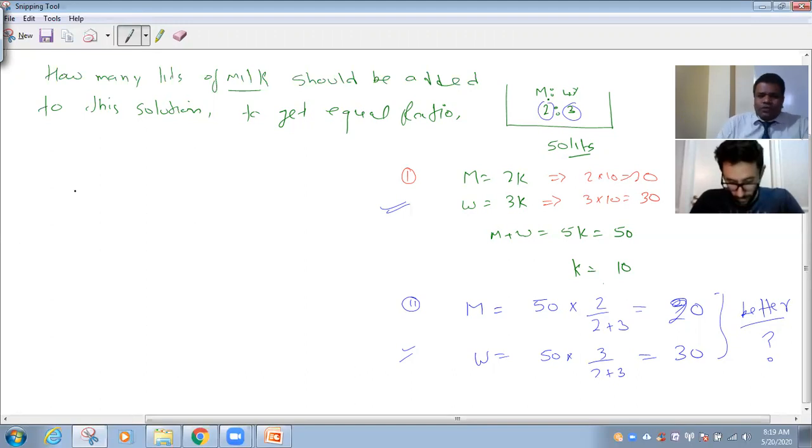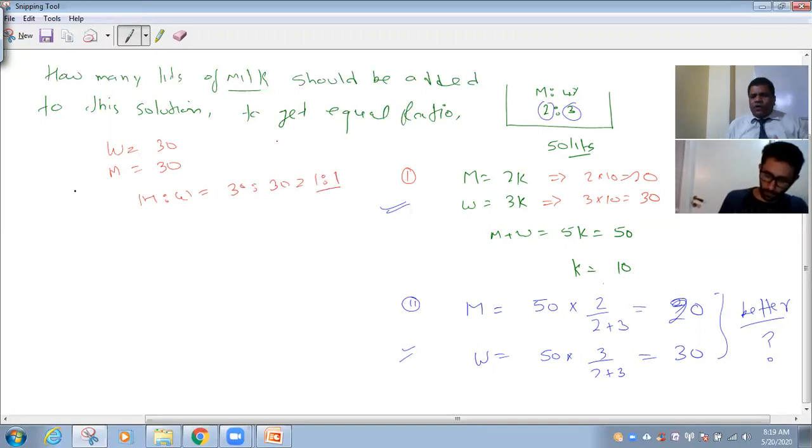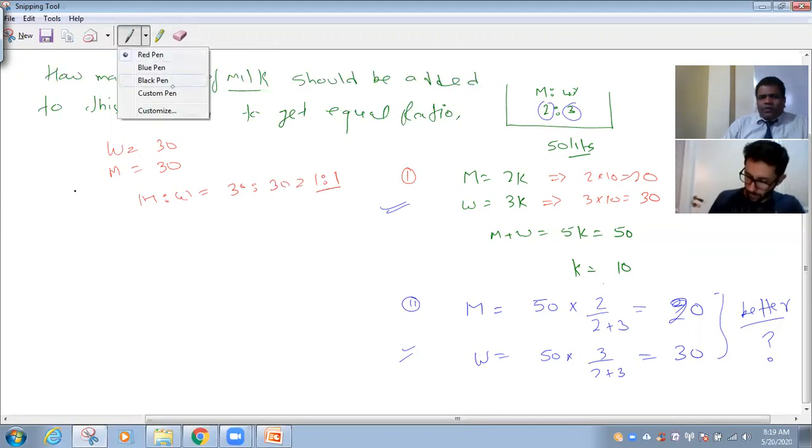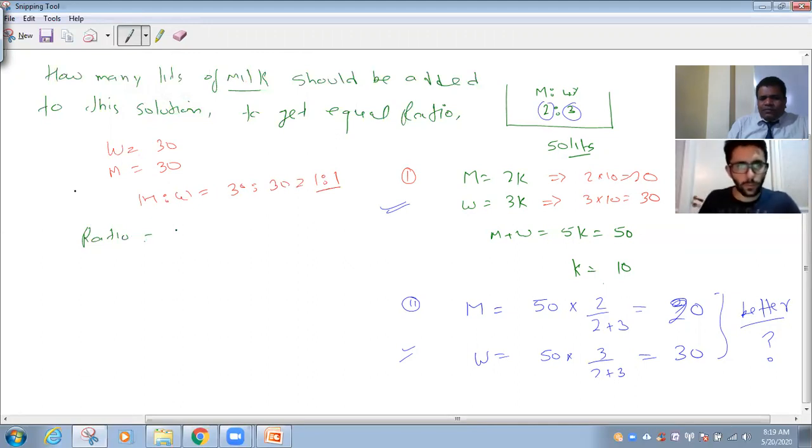10. Congratulations, correct. Because if you add 10, in that case, water will be 30 and milk will also be 30. And the ratio of milk to water will be 30 to 30. That is an equal ratio, or we can say 1:1. So in fact, 1:1 is called an equal ratio. Okay, so let me remind you once again, what is a ratio? Ratio is a fraction.